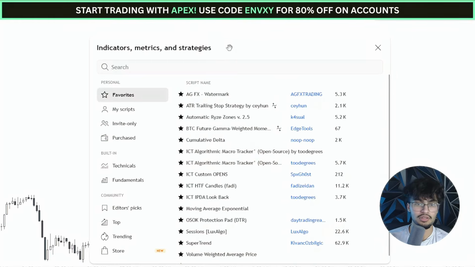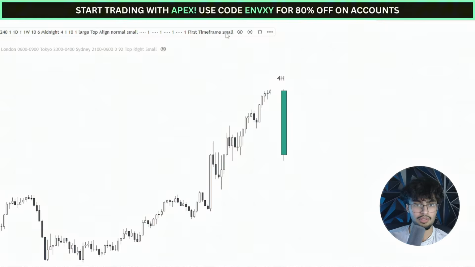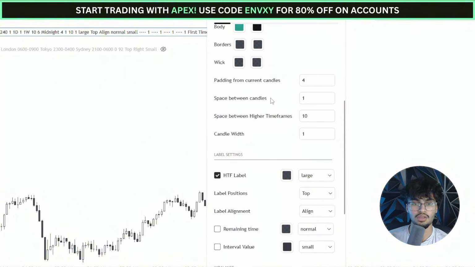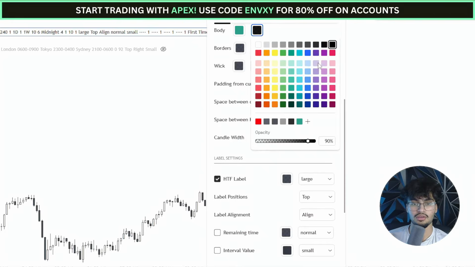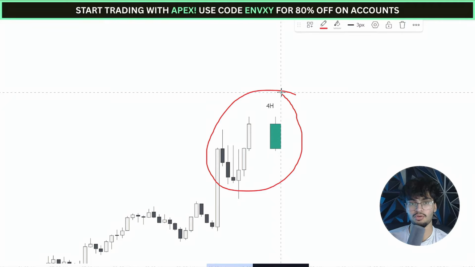So pretty much go to your indicators tab, search up higher time frame candles by Fadi, and it'll be this one. And make sure you have the 4 hour candle selected, and these are all the settings that I use. This is the color, and I use black for this one. And how I use this indicator paired with my 10 a.m. AMD model is very simple.